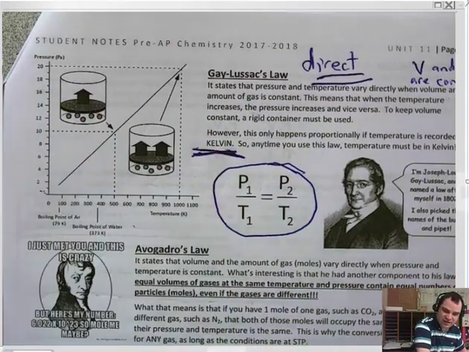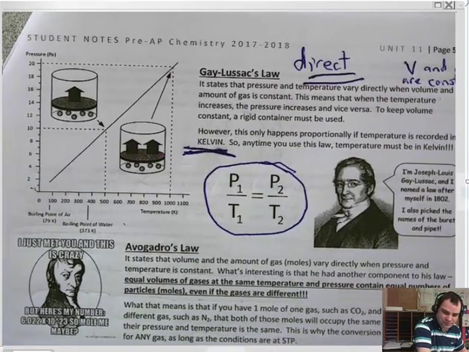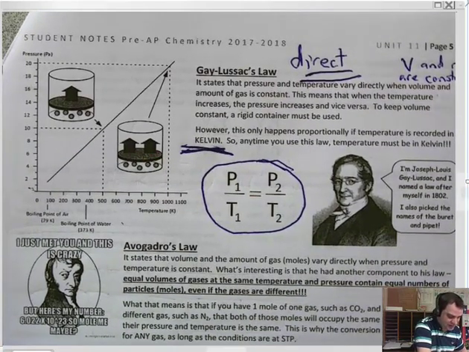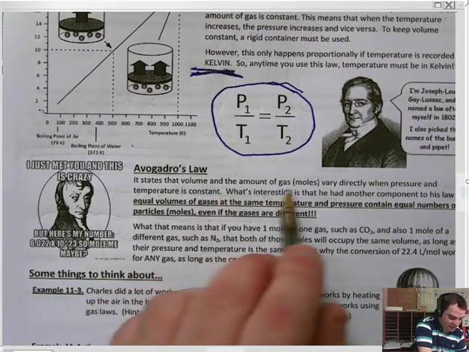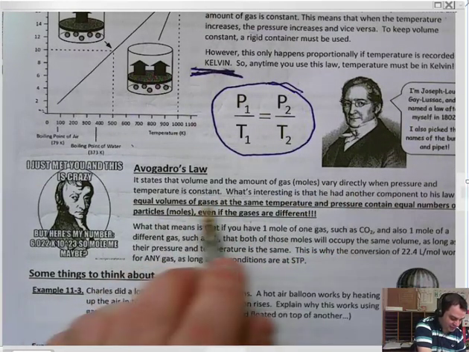Remember, we have to use Kelvin, because again, we're using temperatures and they have to be in Kelvin. Okay? Avogadro's law states that the volume and amount of gas are directly proportional when pressure and temperature are constant.